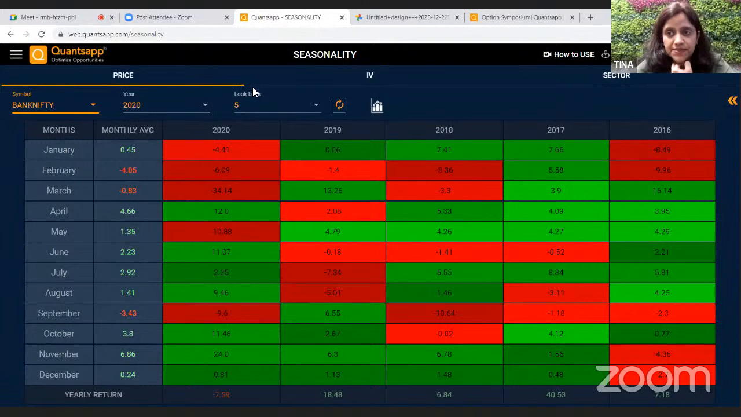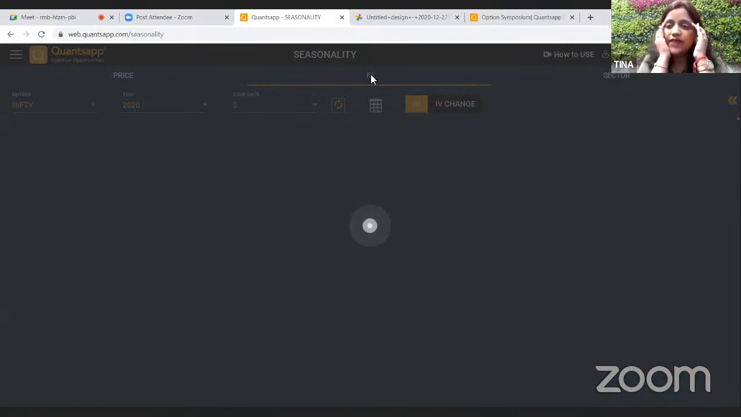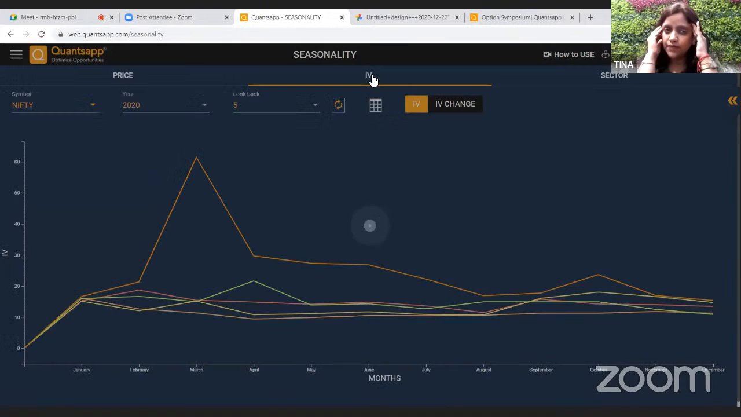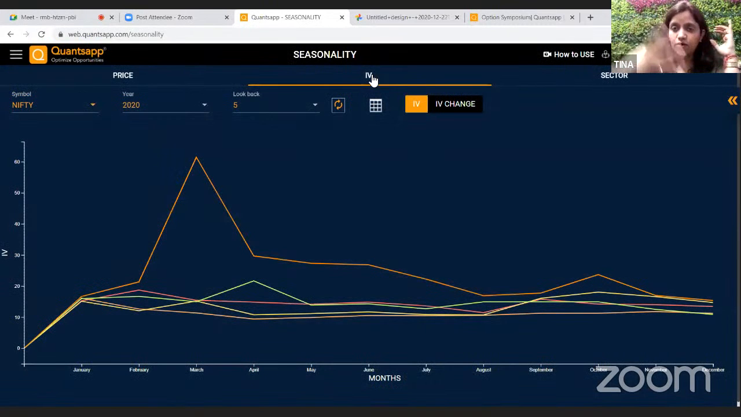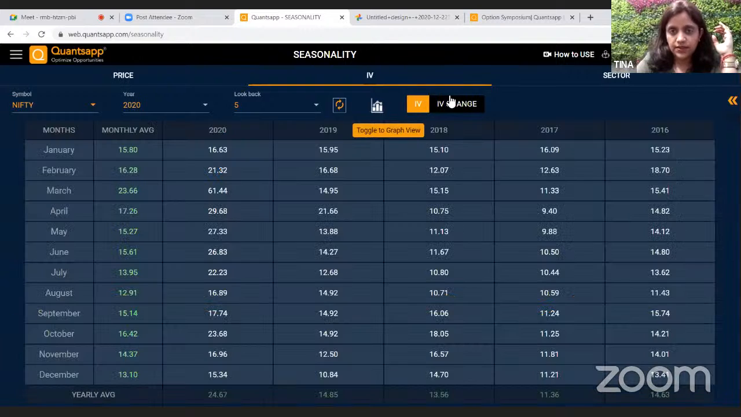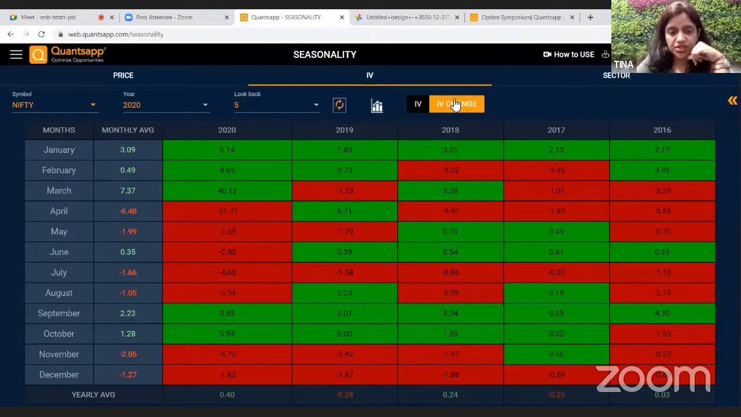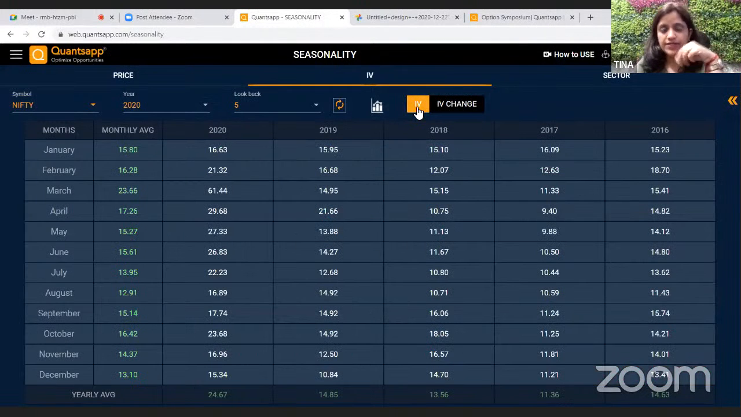There are 3 tabs in seasonality. One is price. The second is IV. Basically, we are finding out which is normally the month where we see a lot of IV, a lot of volatility in the market. One is called IV, and the second is called IV change. IV is basically the IV on the last day of the month, so we are just comparing the IV. This has been the IV for the last 5 years.